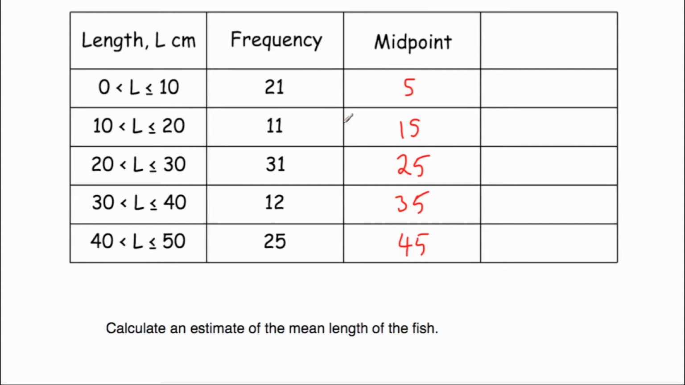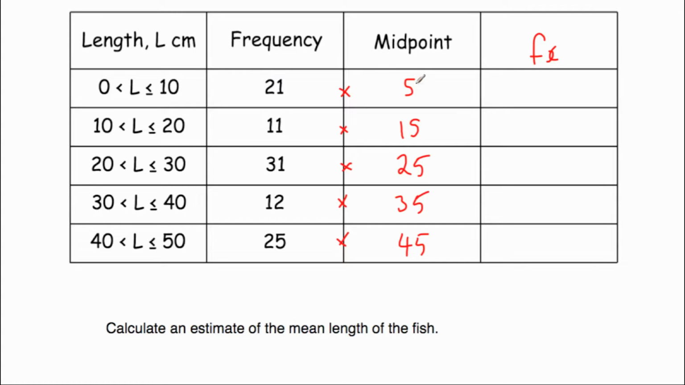So we're going to add up all the values. We know there's 21 fish between 0 and 10. We're going to let them be 5 centimeters each, so we've got 21 lots of 5. A quick way to add up 21 lots of 5 would be to do 21 times 5. Next, we know there's 11 fish between 10 and 20 centimeters. We're going to let them be 15 centimeters each, and a quick way of adding up 11 lots of 15 would be to do 11 times 15, and so on. So we're going to times the midpoints by the frequencies, and that will give us our fx column.